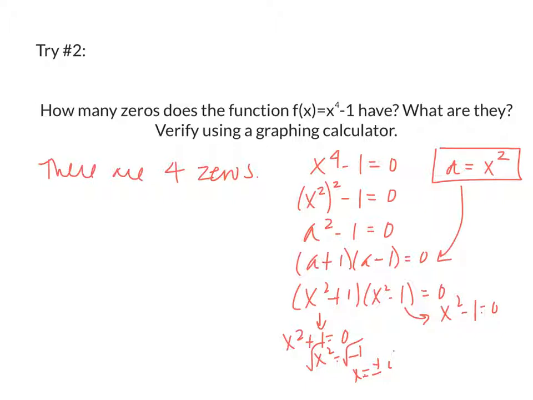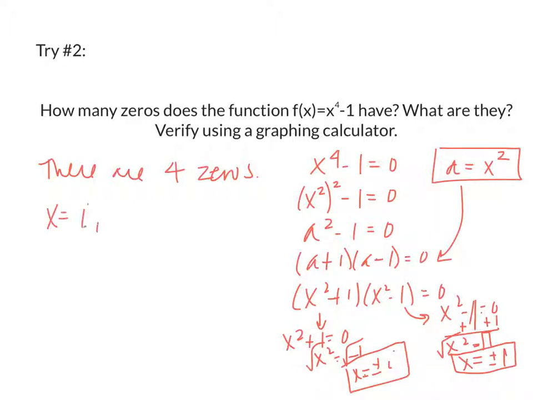So I could either solve it for x, or I can factor it some more to get x plus 1 and x minus 1. But I'm just going to solve just this time because I'm out of space. So I get x squared equal to 1. Again, take the square root. And I get x equals plus or minus 1. Remember, if you have an even root, you will get two answers. So the 4 zeros are x equals i, negative i, 1, and negative 1. So we have 4 zeros.